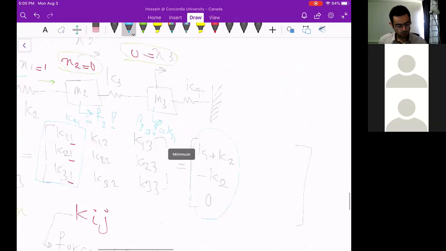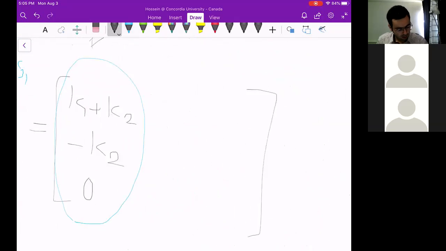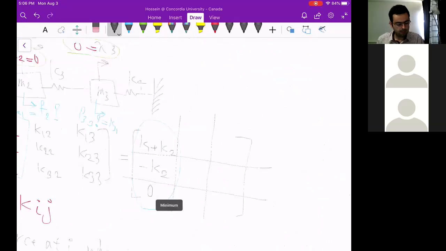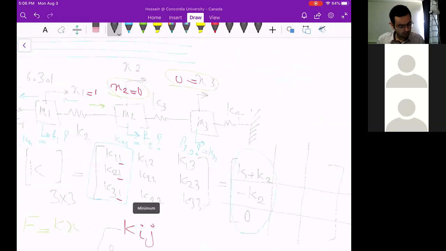So before going to filling out the second column, you have to use the reciprocity theorem in order to. Sorry. Yes. Can you repeat for minus K2, please? Okay.